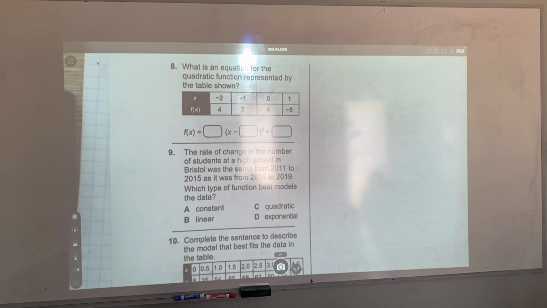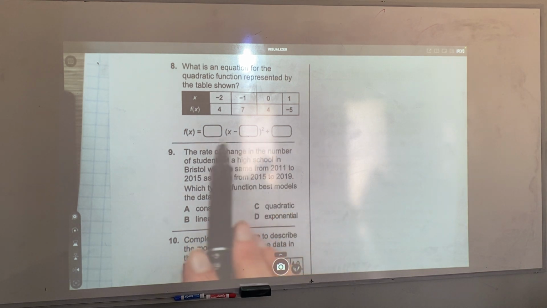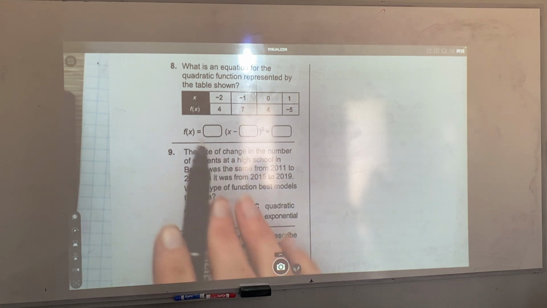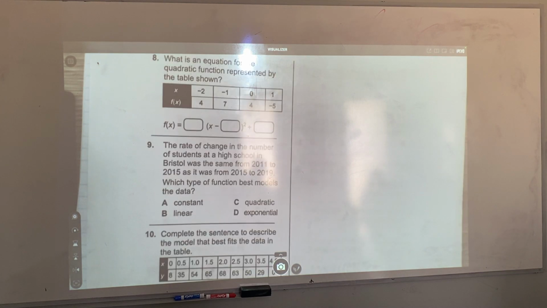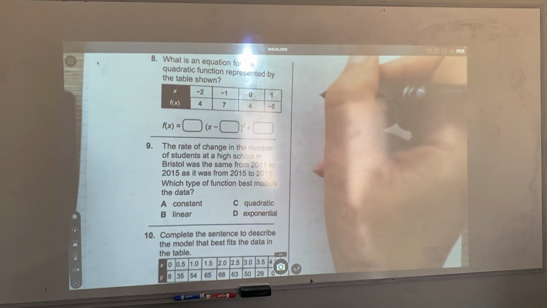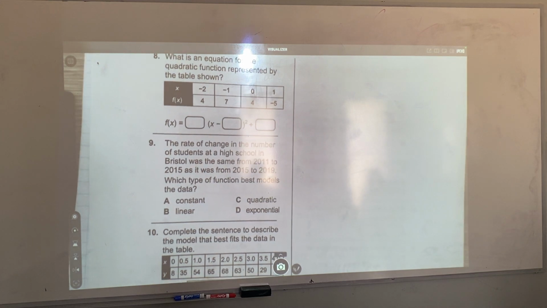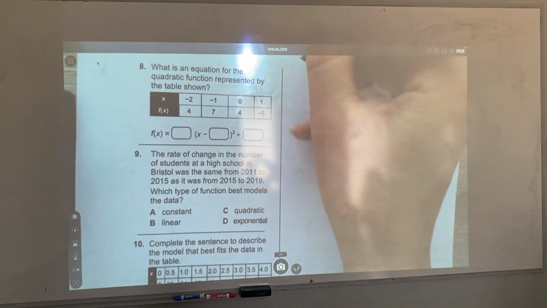But how would I get my numbers here? First of all, what kind of form is this in? What is the form of this function notation? Yes, it's vertex form. I'm going to write some notes right here next to the table, but just so you know, you cannot use this piece of paper as notes on your test. So don't copy any notes on this because you won't be able to use them.